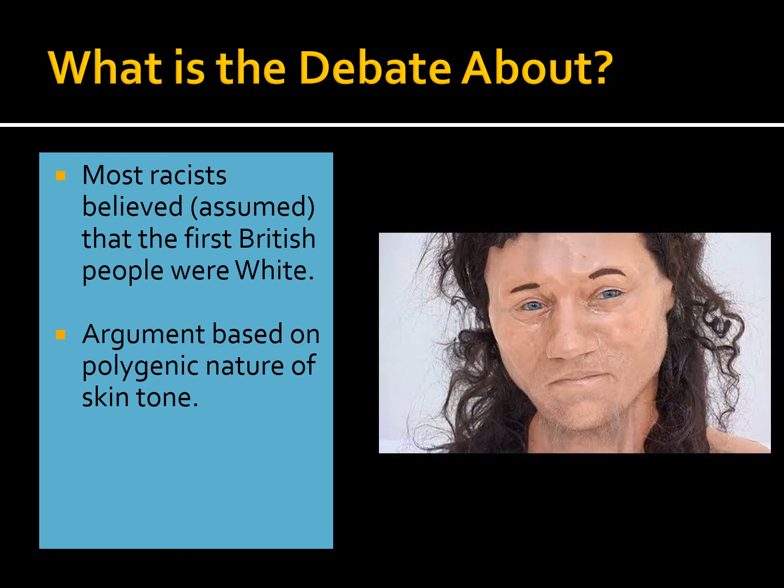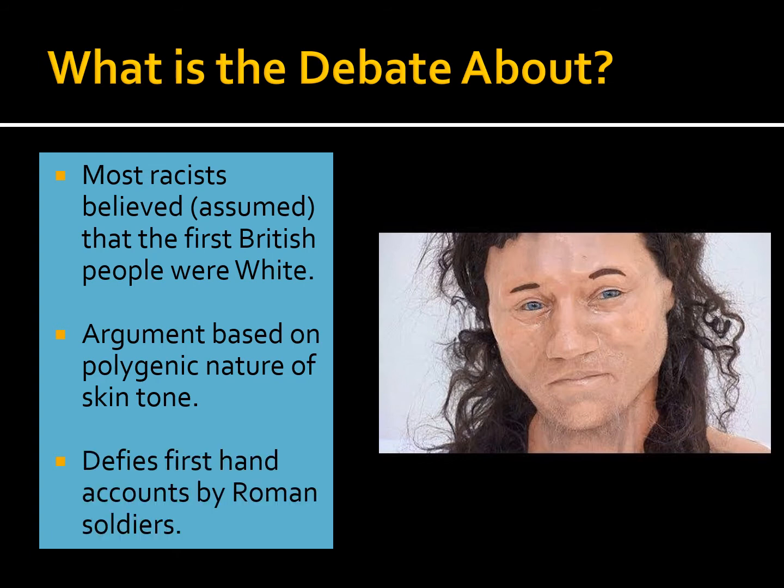But nowadays we have genetic testing that is fine-tuned enough to really determine the genetic nature of skin tone. And this actually defies first-hand accounts by Roman soldiers, right? If we look at some of the first written records by Romans who first came to Britain, those accounts talk about people who were of a darker skin tone or a darker complexion. So not every person that lived in England was exclusively quote-unquote white.